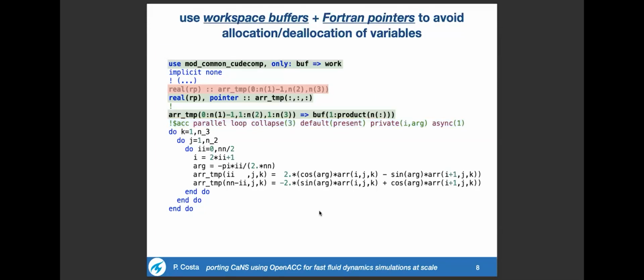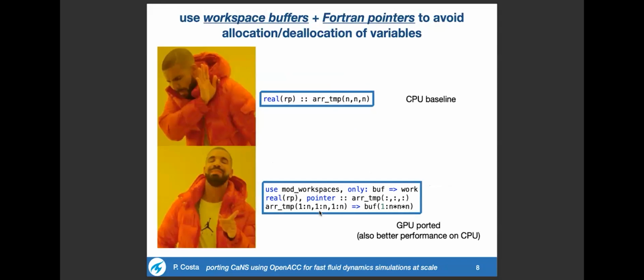Okay, so summarizing this in a meme, if we have something like this in a CPU baseline we want to port, we should really avoid this because it will be deallocated when it goes out of scope. So we can replace this with a simple three-line solution using a workspace buffer. So this is one trick that we employed.